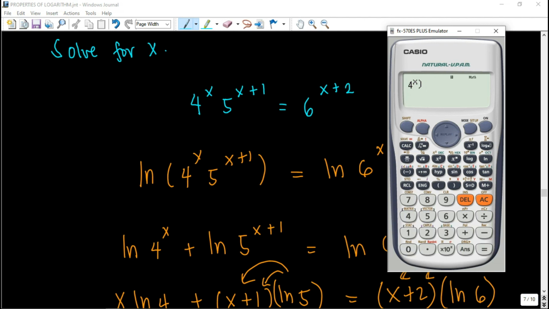Then lagay tayo ng parenthesis para hindi siya mag-math error. And you have here 5. So, lagay natin si 5. Then you have here the exponent. Exponent natin is x plus 1. So, alpha, and press this x here. So, plus 1. Then you just arrange the grouping, and we have here alpha CALC. So that is equals. Alpha equals, and you just input again this value here. So 6, okay, raised to, you have here alpha x plus 2. Okay, alpha x plus 2.